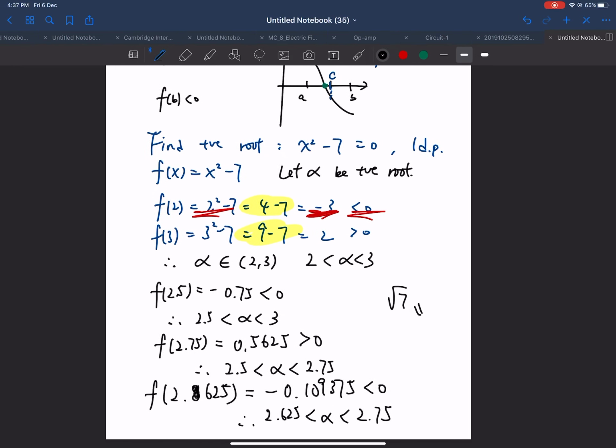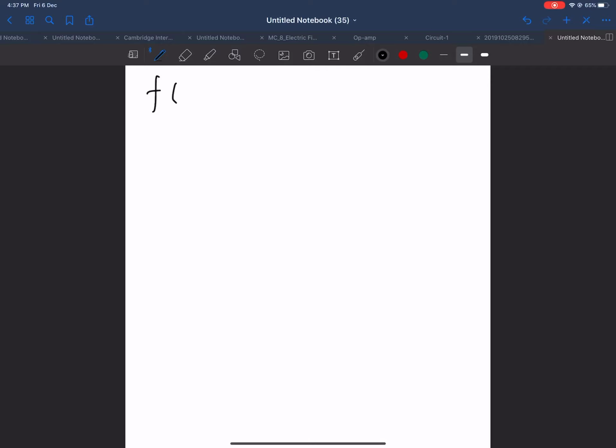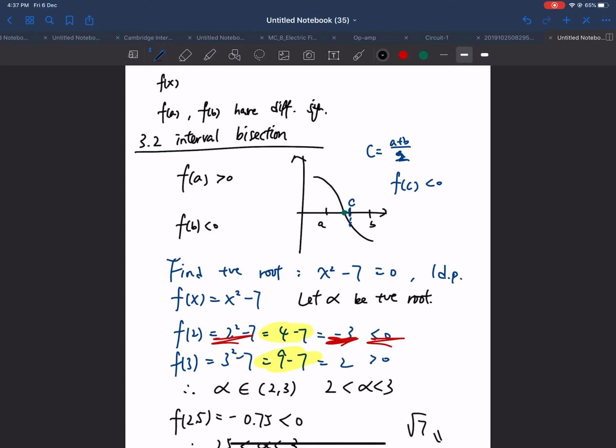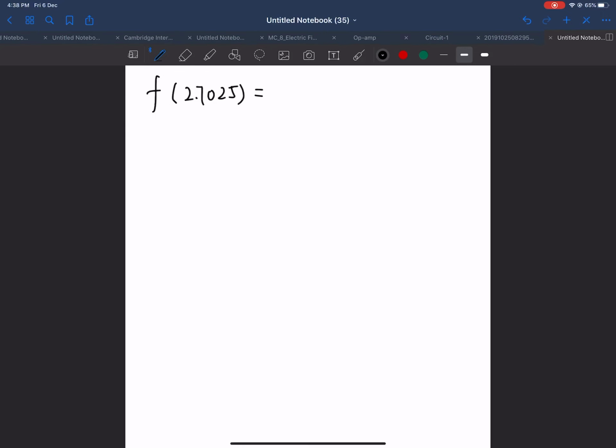Okay, and then let's try 2.625 plus 2.75 and then divide by 2. How many times do you have to do this? Until the first decimal place does not change. So here I think it's nearly done. And then you get 2.65. If you want to be lazy, you can say it's just 3 SF, okay? Because it's too time consuming to write down all the digits.